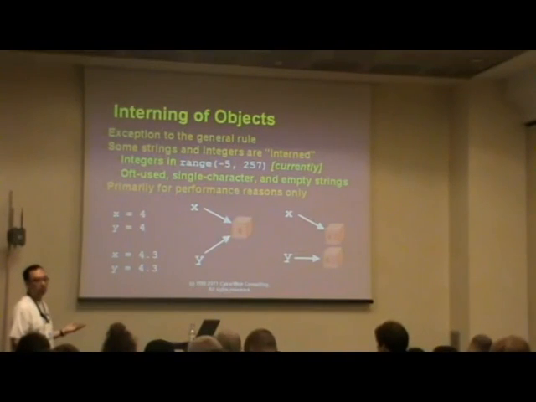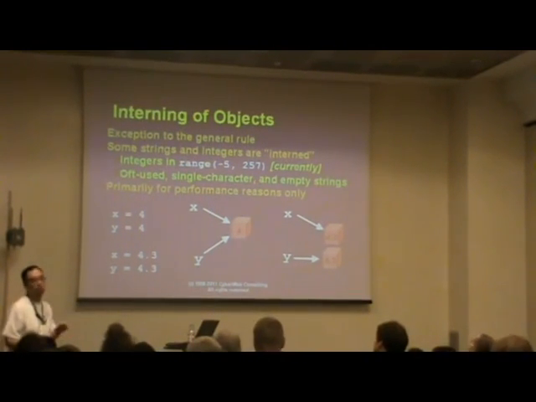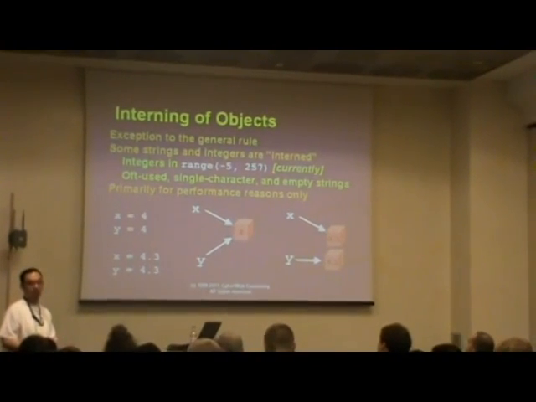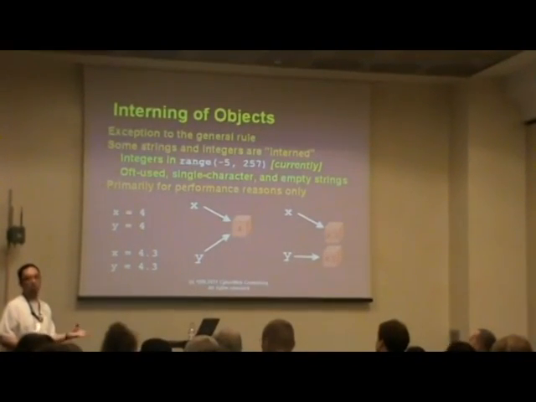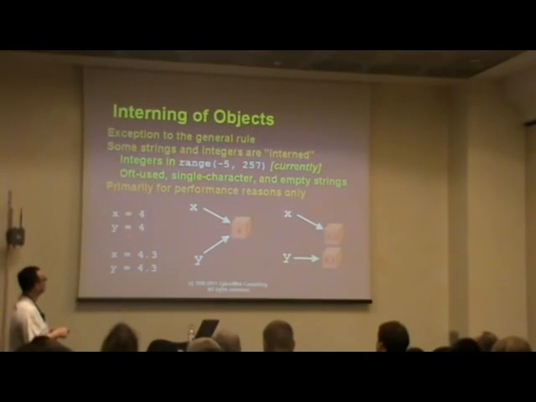But there may be cases where you need to know whether or not both x and y are looking at the same object or not. And so that's why the is keyword exists. Okay? So is will tell you whether or not they're both looking at exactly the same object. When you do x equals 4, y equals 4, and you do x is y, you actually get a true. But if you do the same thing for 4.3, you get a false.